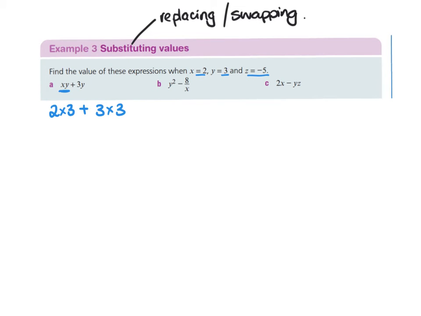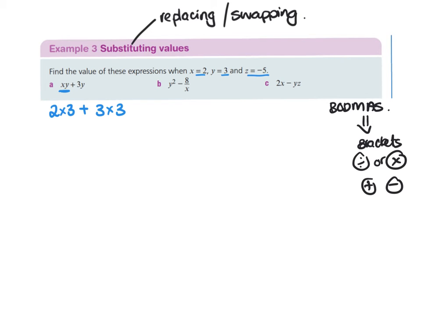Good. Now, do you guys remember BODMAS? Remember hearing that? Yeah. So when you do BODMAS, you've got to do brackets first. Then you do division or multiplication next. And then you can do addition and subtraction. So that's the order you've got to go.